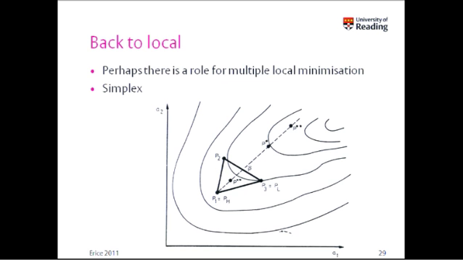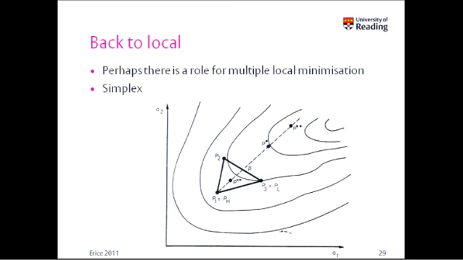You reflect the highest point on the surface through the centroid of this line here to give you a new point on the surface. If it's going downhill, you say, "Whoa, this is good." And so you push your luck and you actually overproject by the same amount. And if you continue to go down, you pursue that. If in fact you find that this reflection takes you uphill, you can actually come back in and propose a new point. And what you find is that rather like an amoeba, this triangle crawls over the surface and takes you down quite quickly to the local minimum, which is somewhere over here.